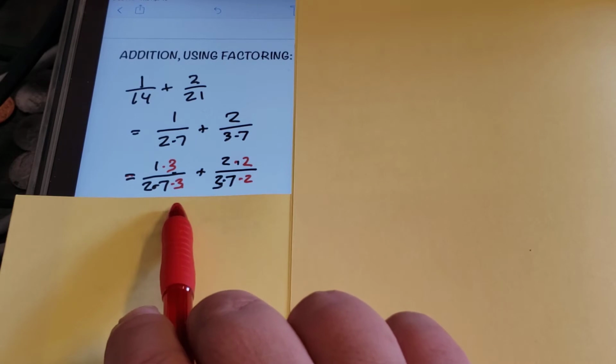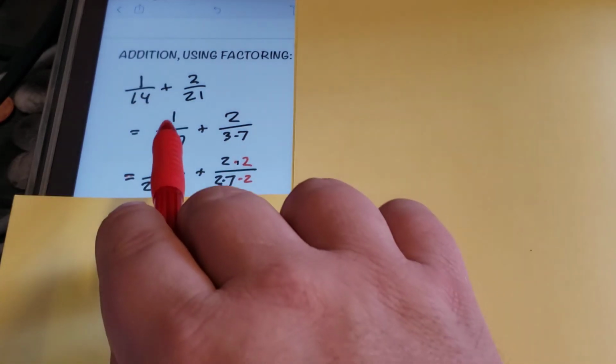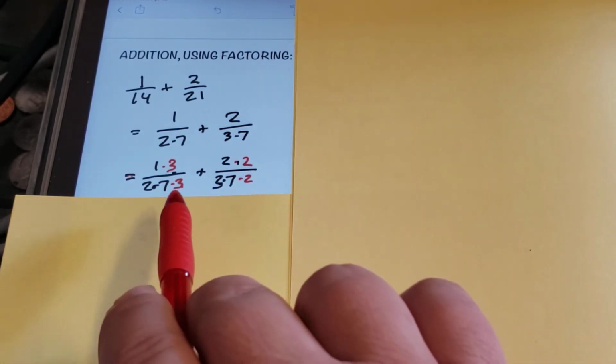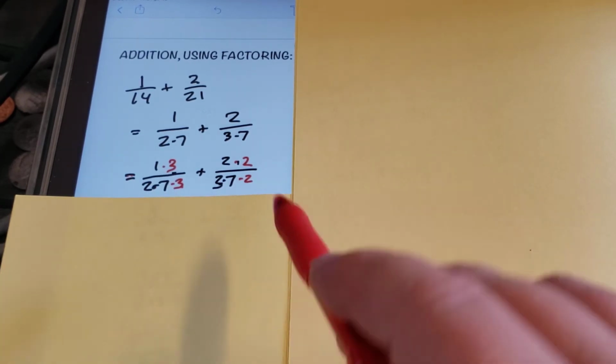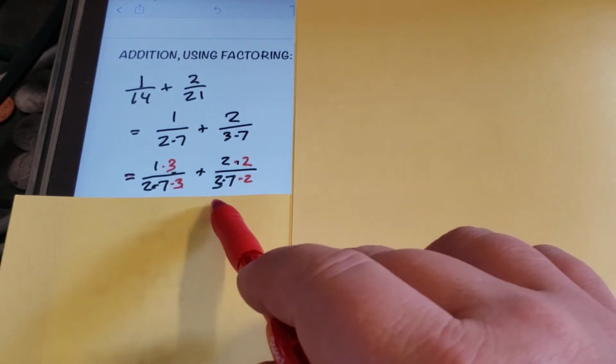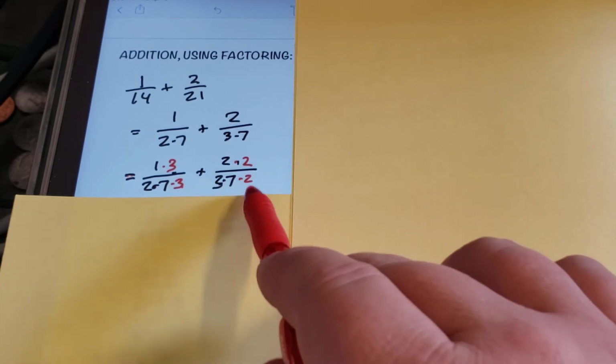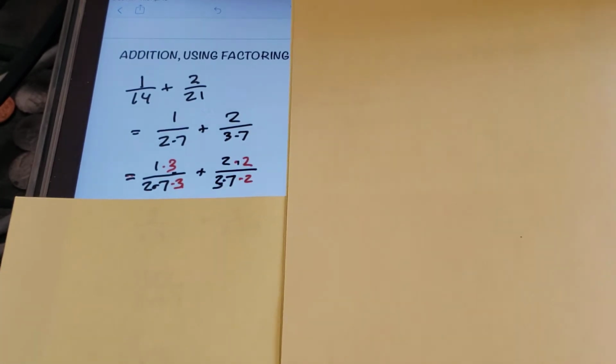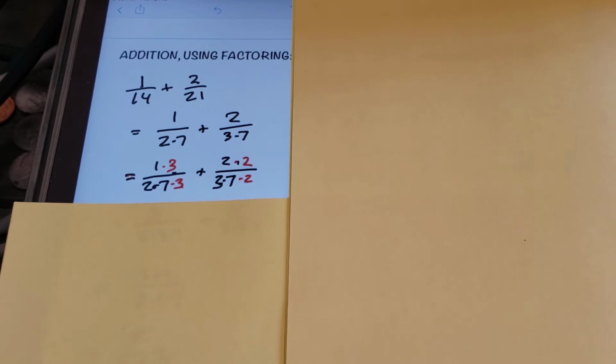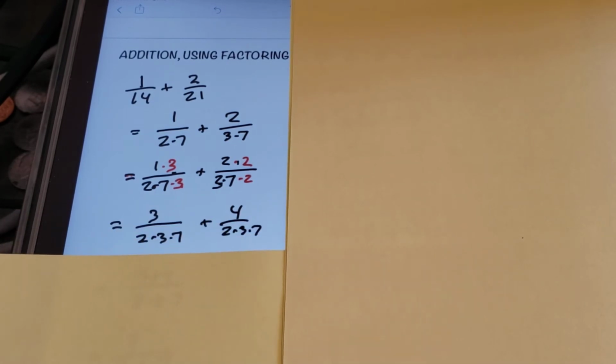So that's exactly what we did. The 2 times 7, now it has a 3, but I had to put a 3 in the top and the bottom because I want to keep it equal to what I had before. So whatever change you make to the bottom, you have to make to the top. Same thing here. This 3 times 7 didn't have a 2, goes out and gets one. And now, notice the denominators are the same. They're in a different order, but they have a 2, a 3, and a 7. So I have a common denominator, 2 times 3 times 7.